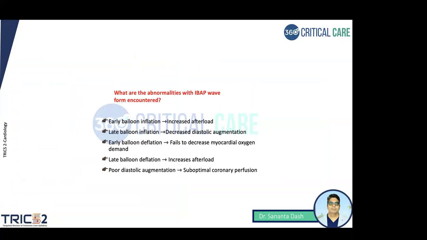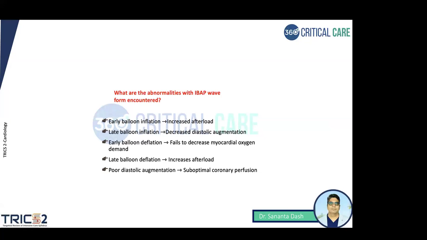Abnormalities of the ECG, abnormalities of the IABP. As I said, there are 5 abnormalities that are asked in the exam: early balloon inflation, late balloon inflation, early balloon deflation, late balloon deflation, and poor diastolic augmentation. There are 5 different abnormalities that can be there, and there are 5 different pathologies associated with them.